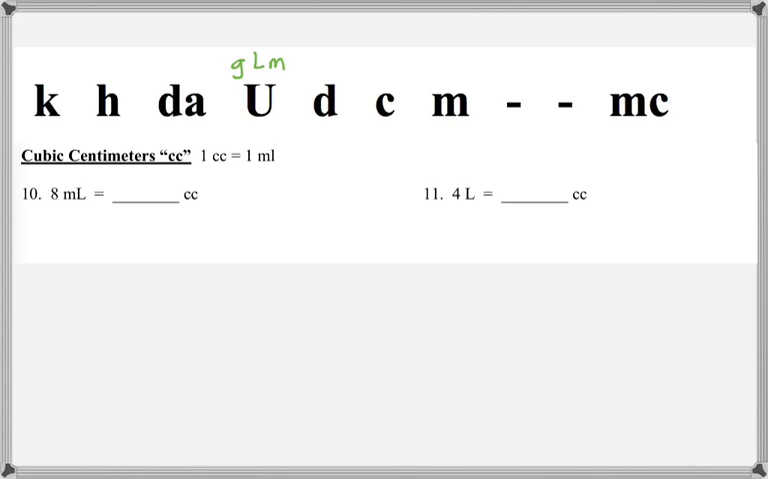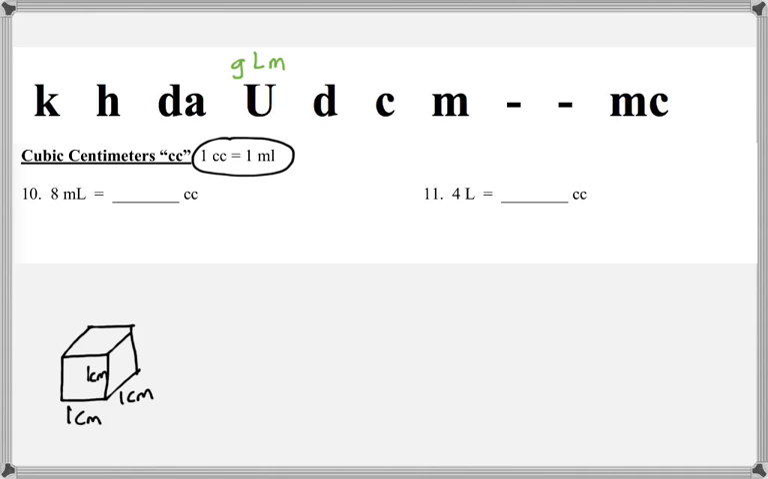Our next unit is cubic centimeters, or cc's. Now, a cubic centimeter is if you take a centimeter and cube it. So let me try to draw a cube here. And each side is 1 centimeter long. So 1 cc is equal to 1 ml. So that means that cc's and ml's are equivalent. So 8 milliliters is equal to 8 cc because they're the same.